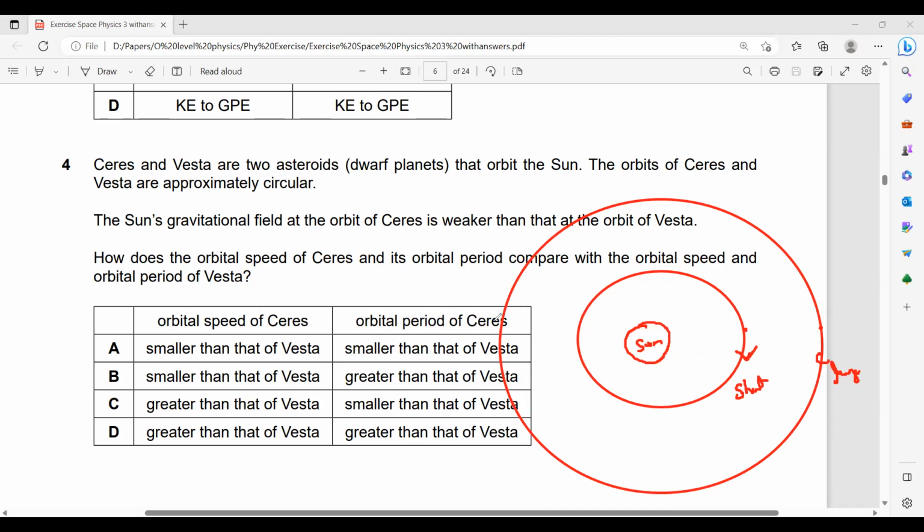So orbital period of, when we compare, the Vesta will take a shorter time. So Ceres will be greater than Vesta. So either B can be an answer or D can be an answer. Like two options are there.